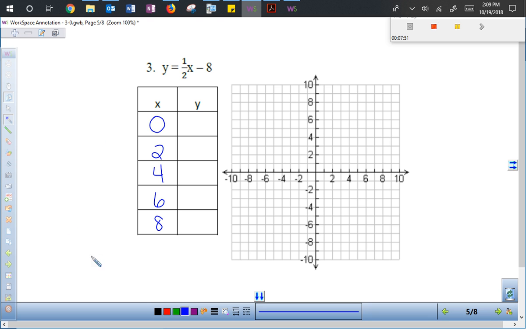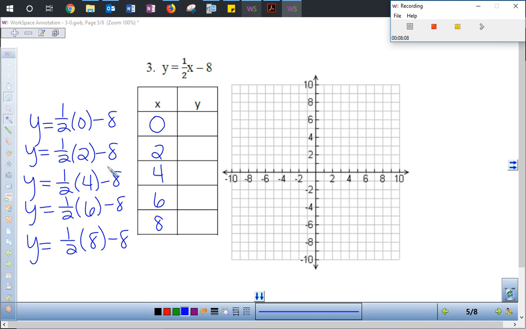What I want you to do is take a minute, pause the video, and substitute in, just by writing, you don't have to do it in your calculator yet, what it's going to look like in the equation for each line. So if you'll notice, I've got all my equations here. I substituted in 0, 2, 4, 6, and 8. Now let's see what we get out.